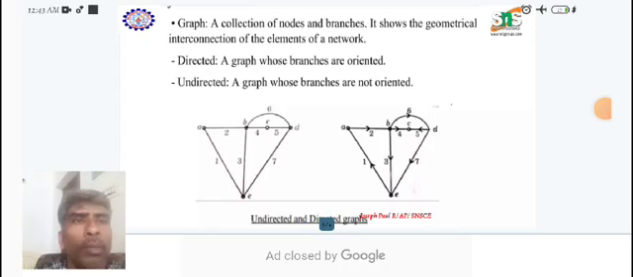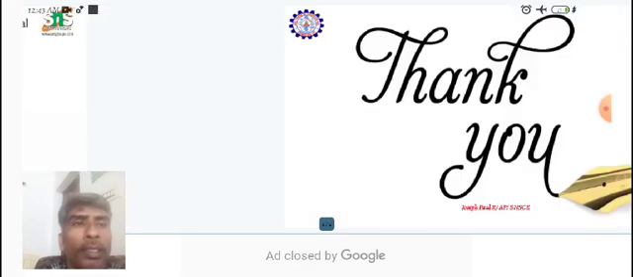So this is an example of the electrical network. We will see some other applications in the next class.